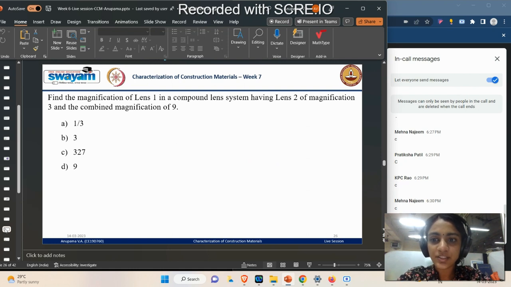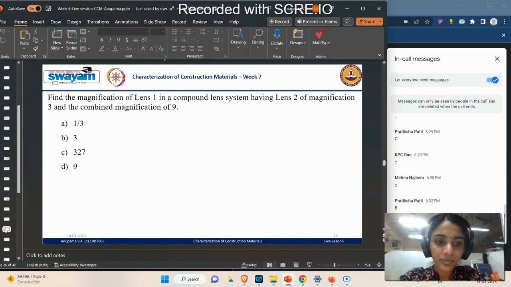Find the magnification of lens 1 in a compound lens system having lens 2 of magnification 3 and the combined magnification of 9. So you have two lenses in a combined system, lens 1 and 2. You have to find the magnification of lens 1. Lens 2 has a magnification of 3 and the combined magnification is 9.